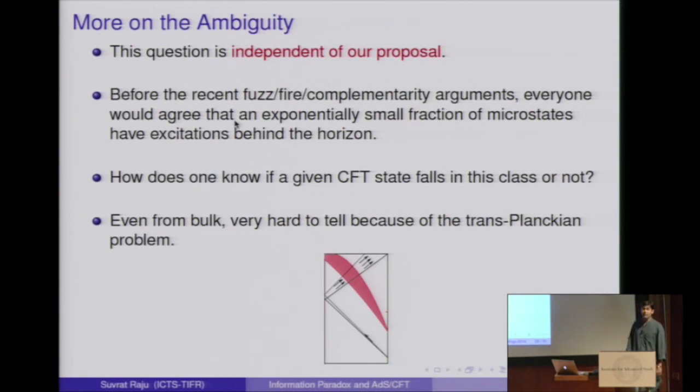Even before all of the recent fuzz, fire and complementarity debates, everyone would have agreed that there's an exponentially small fraction of states which are out of equilibrium, where the horizon is actually excited because, as the star was collapsing, some part of the star broke off and started floating right next to the horizon at ultra-relativistic speeds. Okay? And in fact, if you just give me a microstate, it's very hard to detect which microstate is of this form and which microstate is not. And so I think this ambiguity is something that's broader, goes beyond our construction, and is something that's important to understand in AdS/CFT in general. Okay?